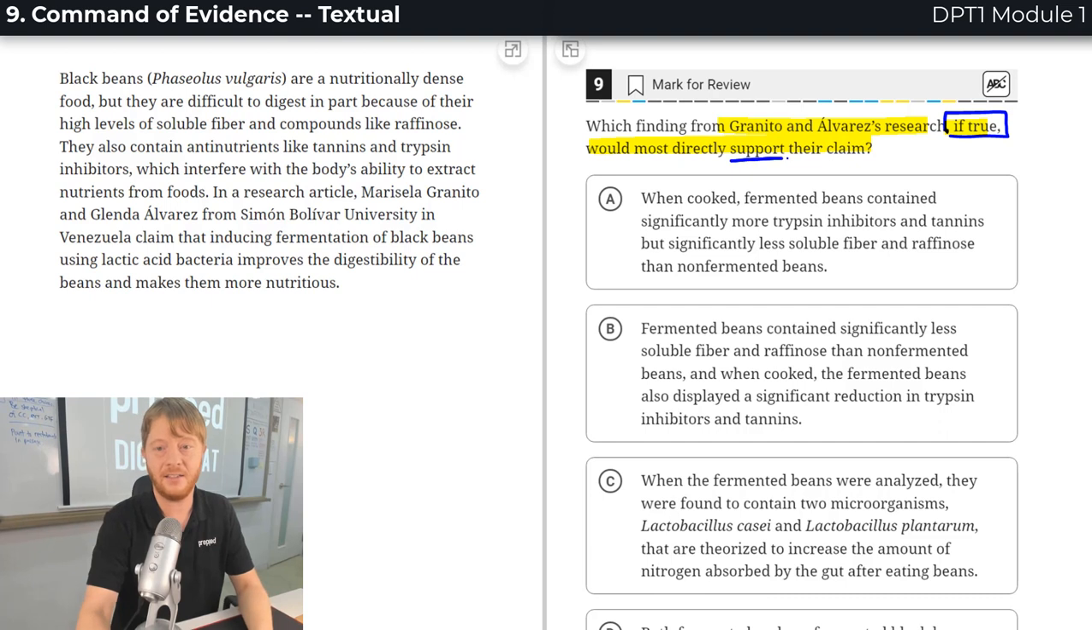Please note, guys, this is a support question. They do have weaken questions too. Which one will weaken their claim? So be aware, they're usually support. Sometimes they're weaken. You gotta read the question. So which finding would support the claim?